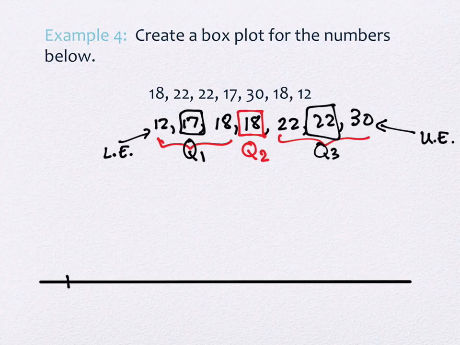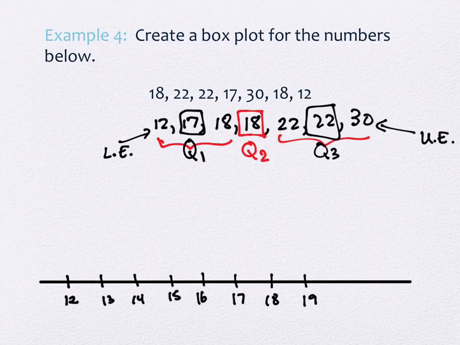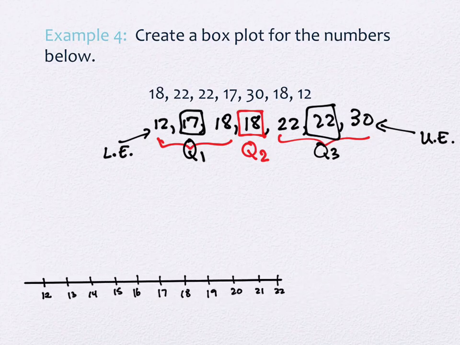So it's going to start with my lower extreme, which is 12. And it needs to go all the way to my upper extreme, which is 30. And this is a small enough data set that I'm going to label every point. So I have 12, 13, 14, 15, 16. These should be evenly spaced or as close as you can kind of get that. 17, 18, 19, 20. I've made mine too big. I'm going to have to shrink it, but we'll get there in a second. 21, 22. It's got to go all the way up to 30.